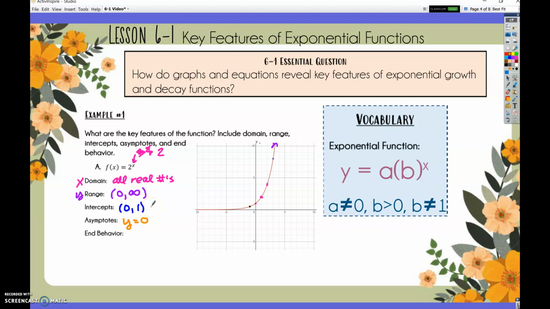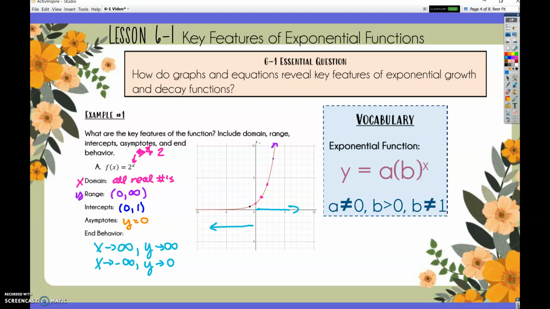And finally, for end behavior, we can go in both directions. I tend to look at the positive direction. So as we move out to the right here and go in x values that go to infinity, our graph is just going to keep shooting up. So we would say y would also go to infinity. Now, we could look in the opposite direction. As x goes to negative infinity, our graph is leveling out at a y value of 0.